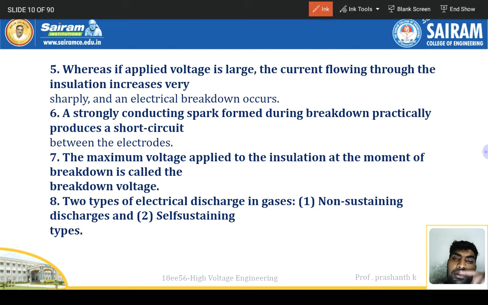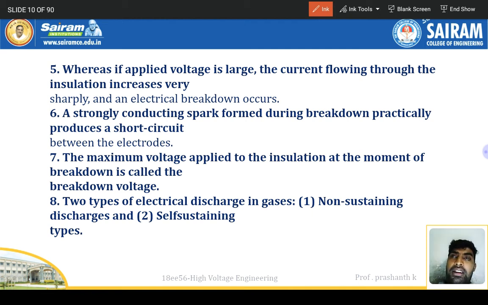Whereas when the applied voltage is large, the current flowing through the insulation increases very sharply, and an electrical breakdown occurs. A strongly conducting spark formed during the breakdown practically produces a short circuit between the electrodes. If you conduct the experiment in the high voltage engineering laboratory, there is an oil transformer oil dielectric strength testing, where we place two electrodes and a spark occurs between them.